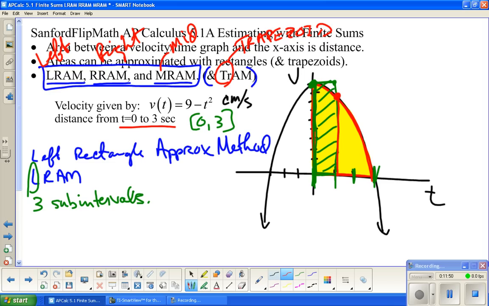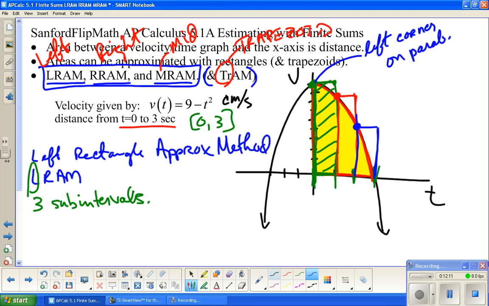Okay, I don't know exactly where it is. And I'll do that. And then I'm going to go to the left side of this last interval, and I'm going to stop right there because that's where its Y value is. Okay, so this is a left corner. The left corner is on the parabola. Okay, and that's true for all 3 of these. The left corner of each rectangle is on the parabola.